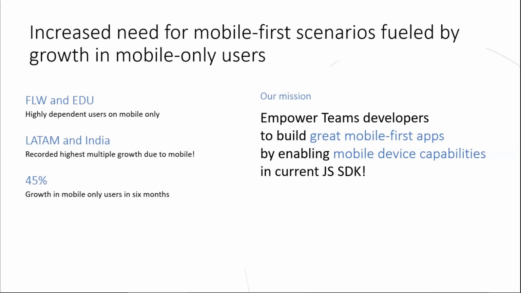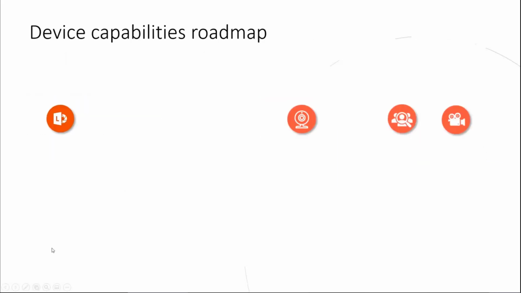And this is one of the fastest growing user segments, and we do expect this growth to sort of continue in the near future as well. So hence, we're focusing on empowering Teams developers to build great mobile-first apps by enabling device capabilities in the JS SDK. Over to you, Shubham, to talk more about the different APIs we've exposed.